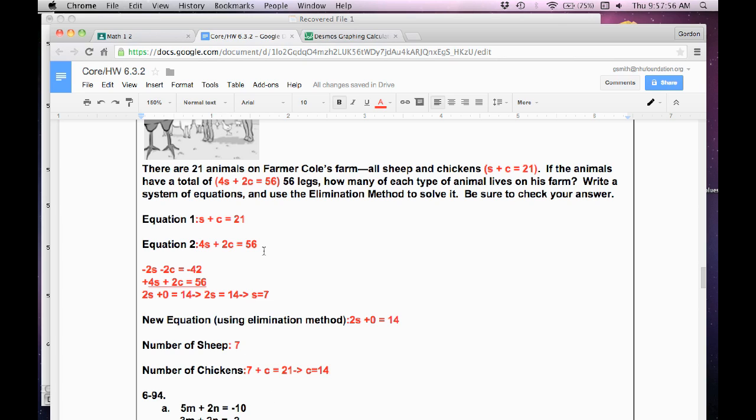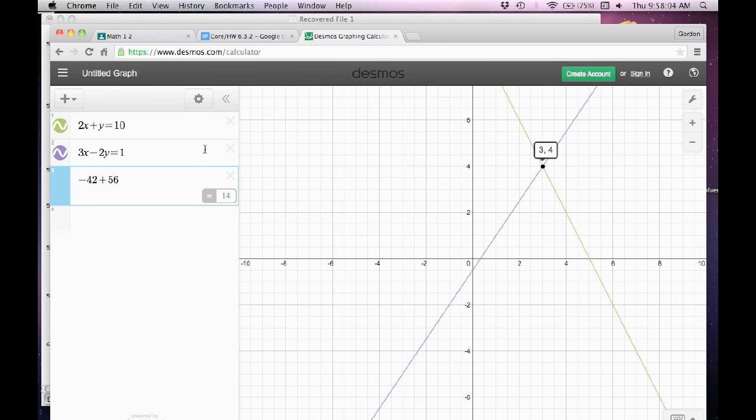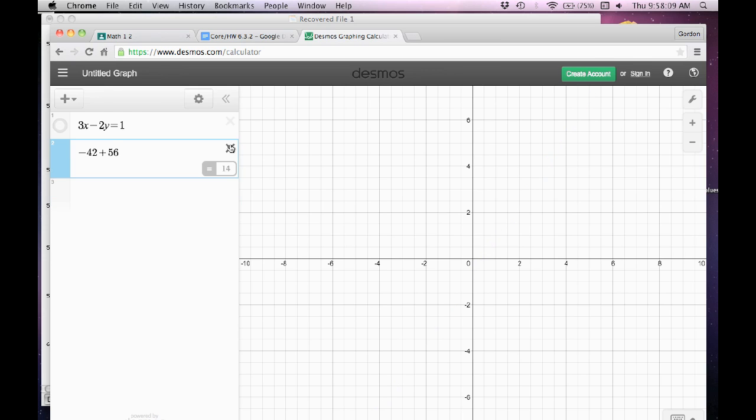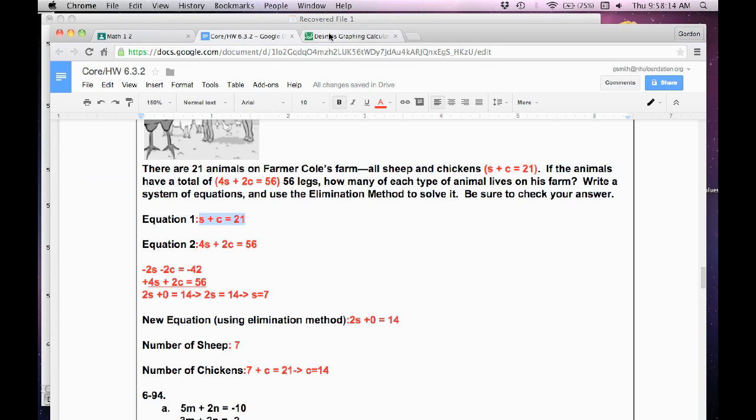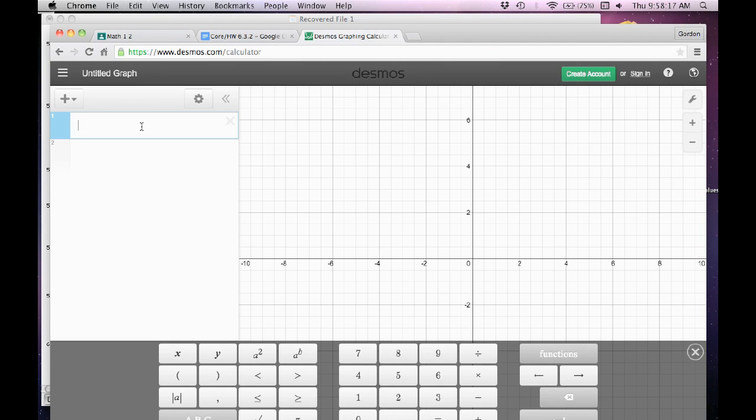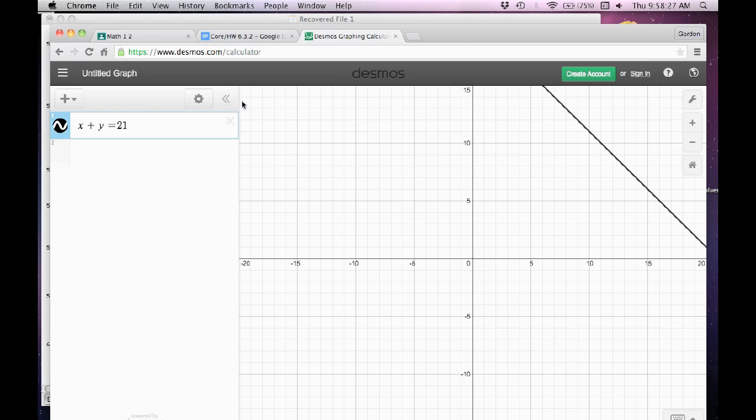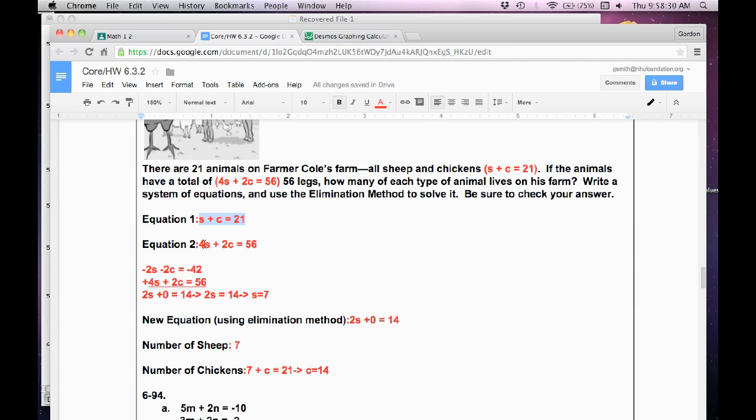Awesome. All right. Very wise to check in Desmos to see if these graph as we expect them to. So we'll go back to Desmos. S plus C equals 21. I'm going to say X plus Y equals 21 so that Desmos recognizes it as something it needs to graph. So X plus Y equals 21. Do we have that? There it is. And then our other equation is 4x plus 2y equals 56.